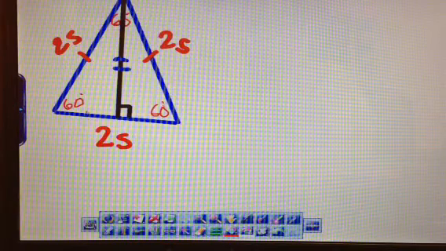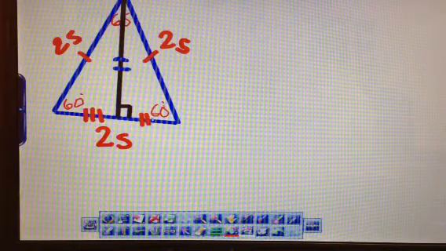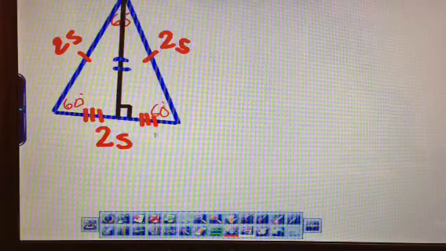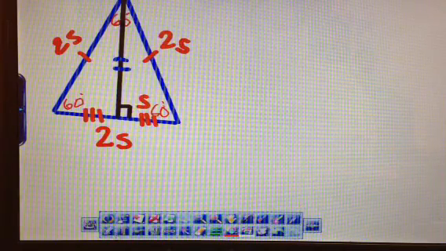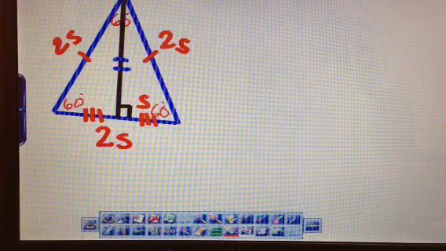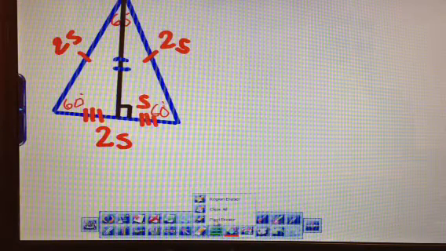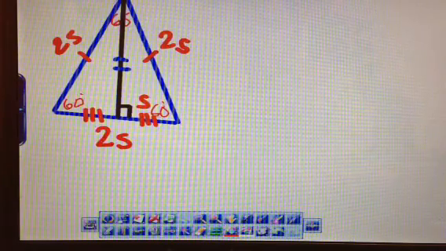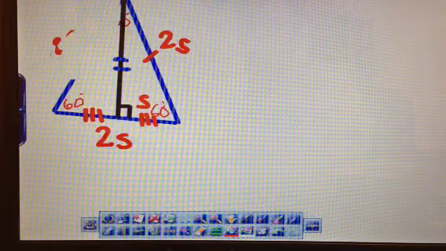So what we can say is that these down here are congruent. So if this is 2s, then each of these individually would be s. So now let's draw that triangle without the equilateral part. So I'm going to erase the part that I don't want. So now I'm just looking at that 30, 60, 90 triangle.